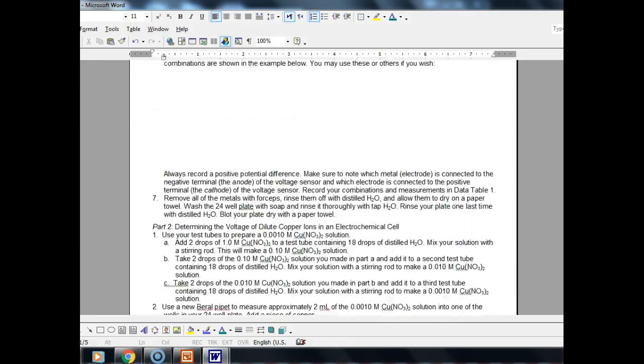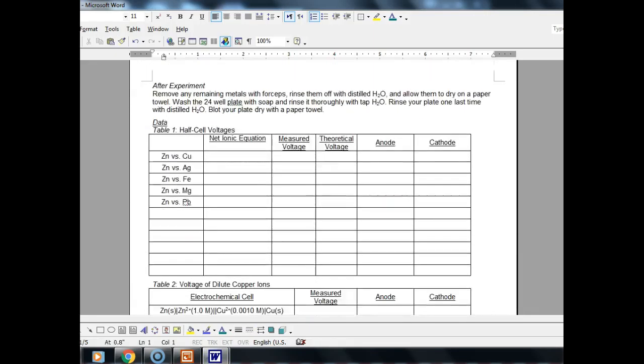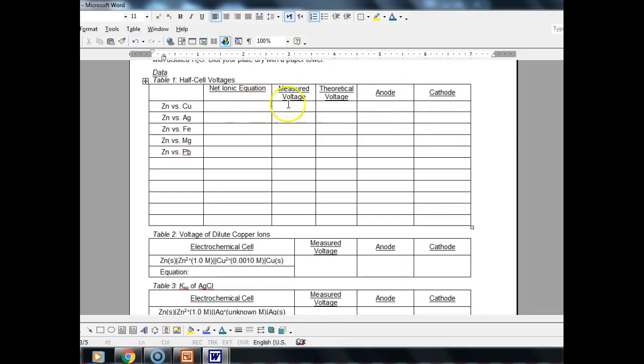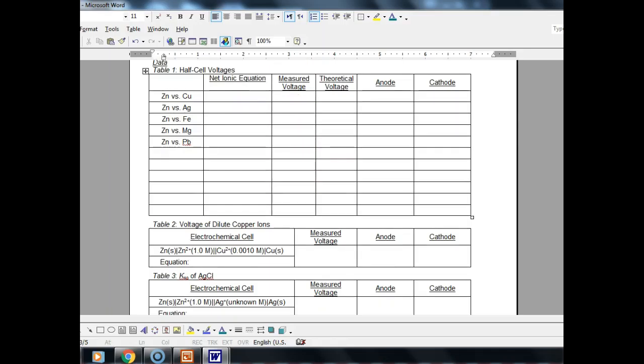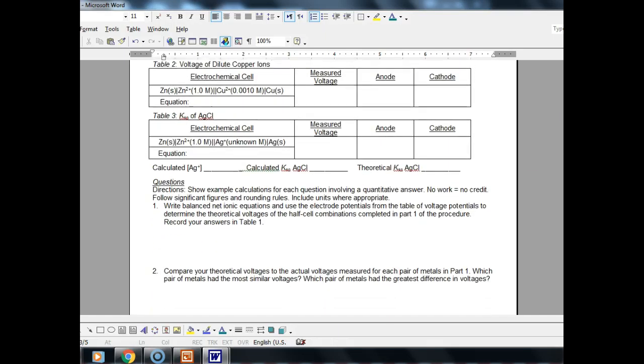so you all collected data, and I asked you in part 1 to record measured voltages. And I left you a space to record the net ionic equation, the theoretical voltage, the anode, and the cathode. You should have been able to go ahead and record this part as well, leaving just the net ionic equation and the theoretical voltage alone.